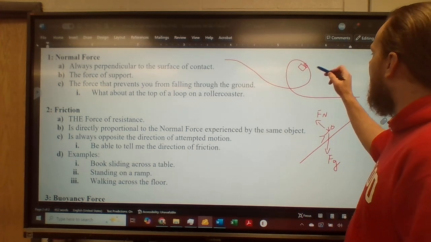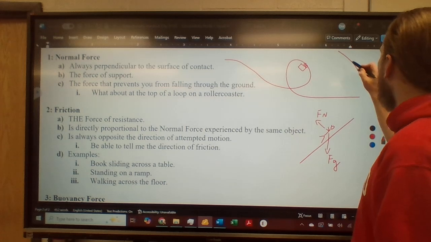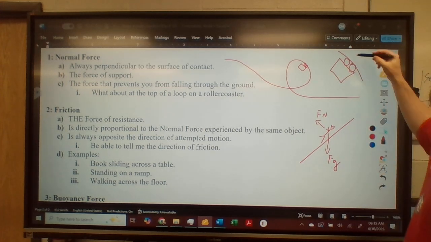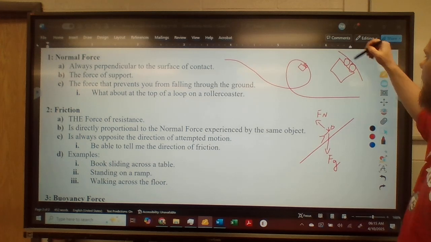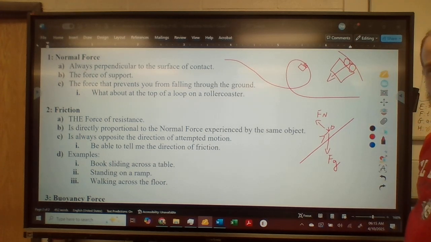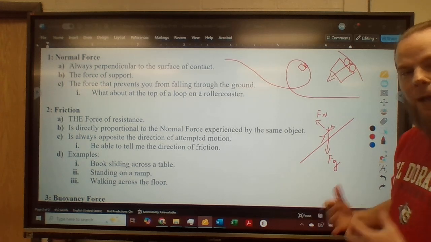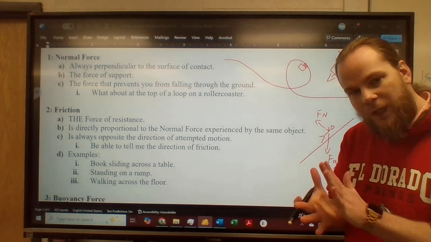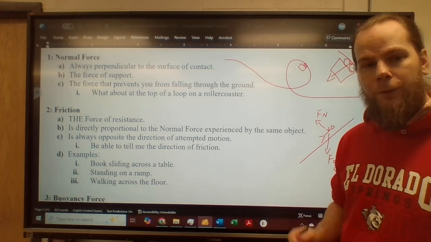So the surface of contact, we zoom in on this. This is your little cart. Surface of contact is this right here. So perpendicular means it has to be this way. Okay, it's counteracting that force. It's exerted anytime two objects are physically in contact. There is a normal force.